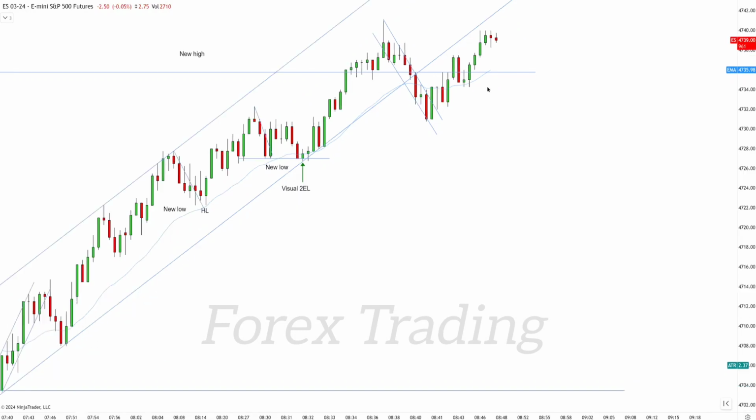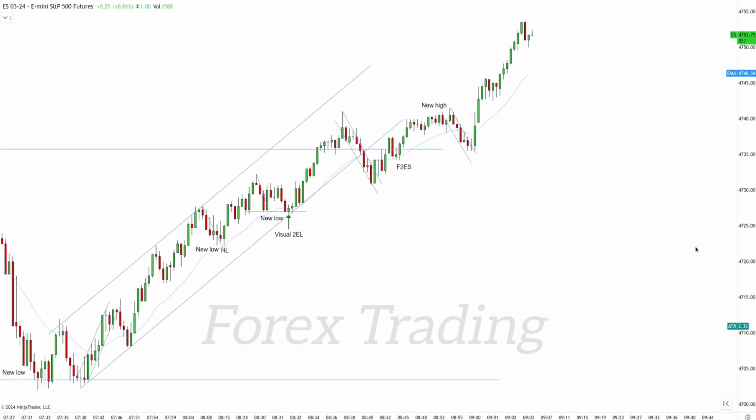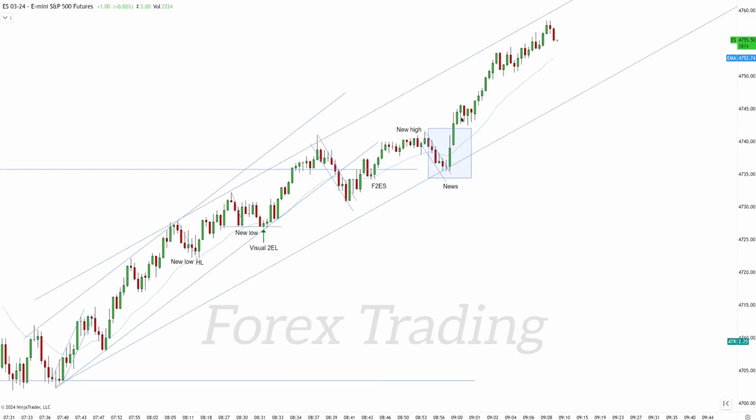This was a decent failed second entry short. Look at this big bearish bar. All the traders are selling, getting the new low here, but this is the main focus. We need to get a new high, and you can take the other side. This is why it's called a trap, because this is a second entry short, okay?